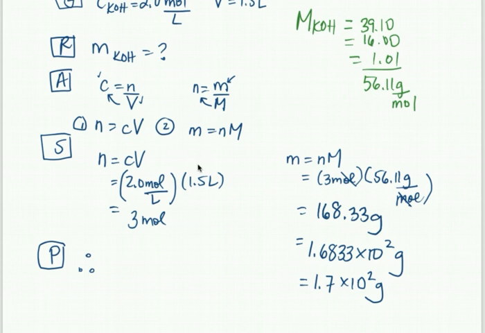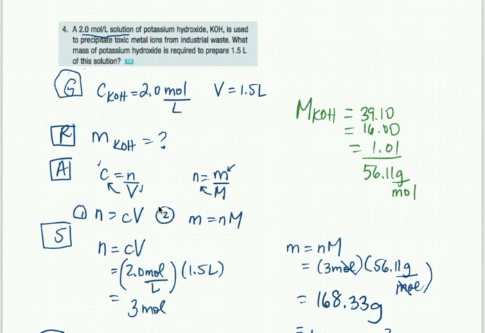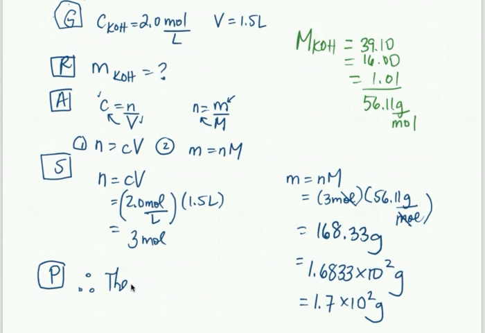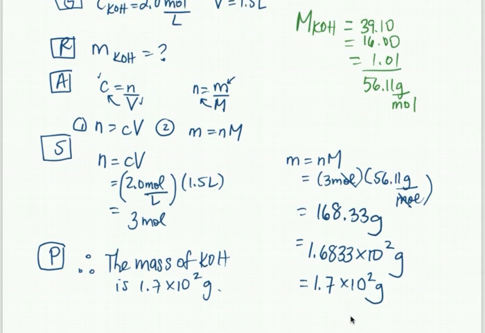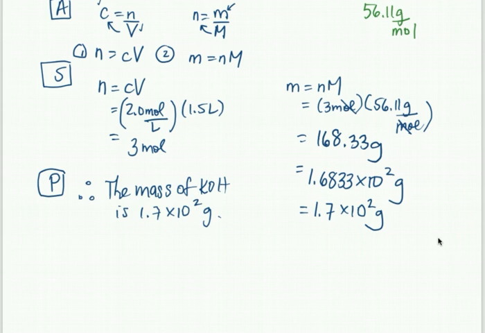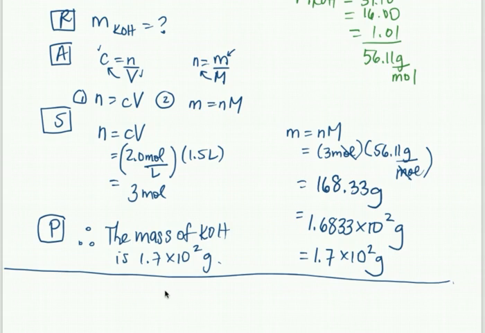All right, so therefore, you have the mass of potassium hydroxide is 1.7 times 10 to the 2 grams, or 168.33 grams is fine as well. Okay, all right. So that is your formula method.